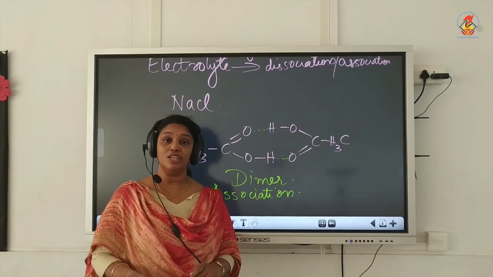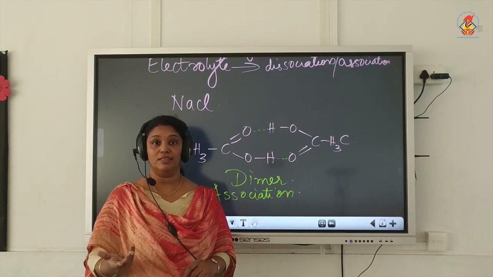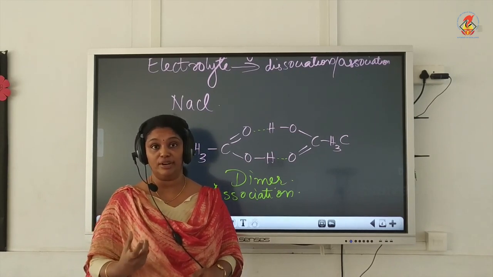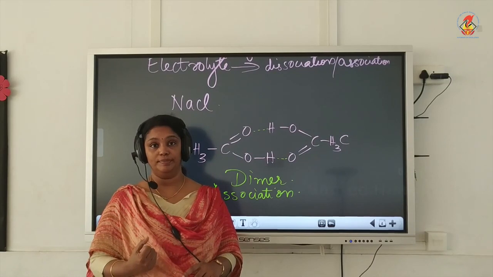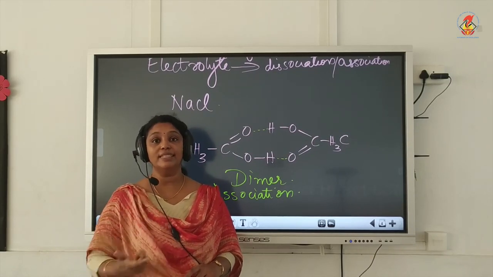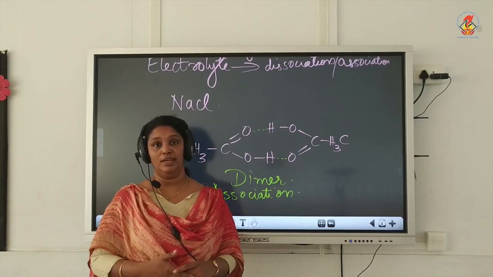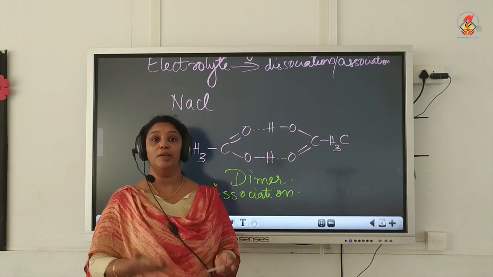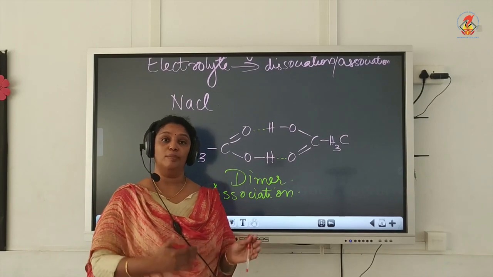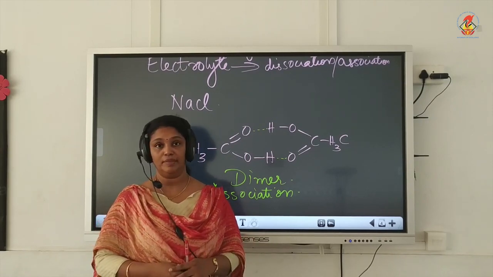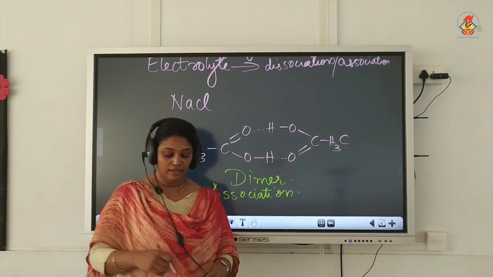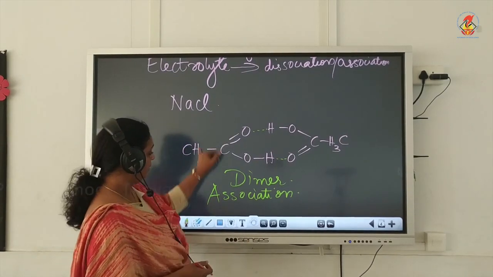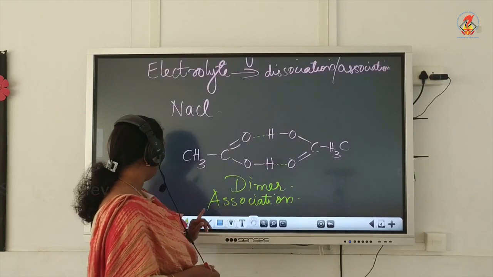If there is dissociation, then the observed molecular mass, that is the molecular mass that we get from the colligative property value, will be greater than the normal molecular mass. And if there is association, then the observed molecular mass will be lower than the normal molecular mass. Okay. Now, next, Vanhof factor i. So, this is abnormal molecular mass.